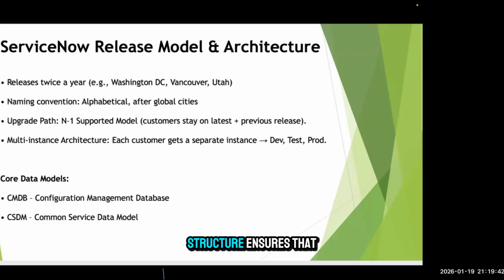So now this structure ensures that ServiceNow can integrate with any system, right? Which makes it a very good backbone for the company. Any questions so far on this slide?